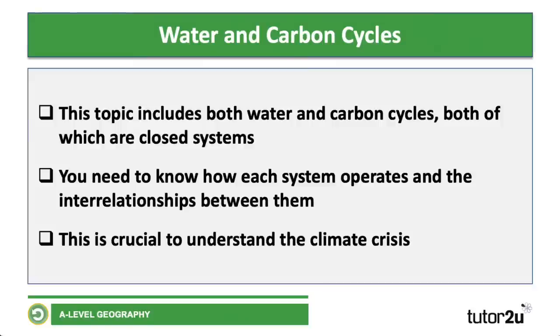So we're looking here particularly at water and carbon cycles, both of which are closed systems. You need to make sure you know how the water and the carbon cycles operate, but also you need to understand how they are interrelated. And this is not just important for passing your exam, that would be lovely, but we need to understand how these systems work if we are to understand the climate crisis. And that is going to be important to you in your lives beyond those exams. You're going to be going off into the world, and whatever walk of life you end up in, we are going to be finding there are more and more connections with the climate crisis.